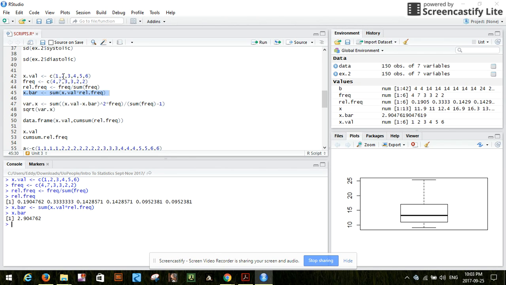So in this case it's 1 times 0.19 plus 2 times 0.33 plus 3 times 0.14 plus 4 times 0.1428 plus 5 times this and 6 times this, and you sum them together and you have this value. So again, this is how this is done, but you could have done this in a separate way, like by expanding this value.